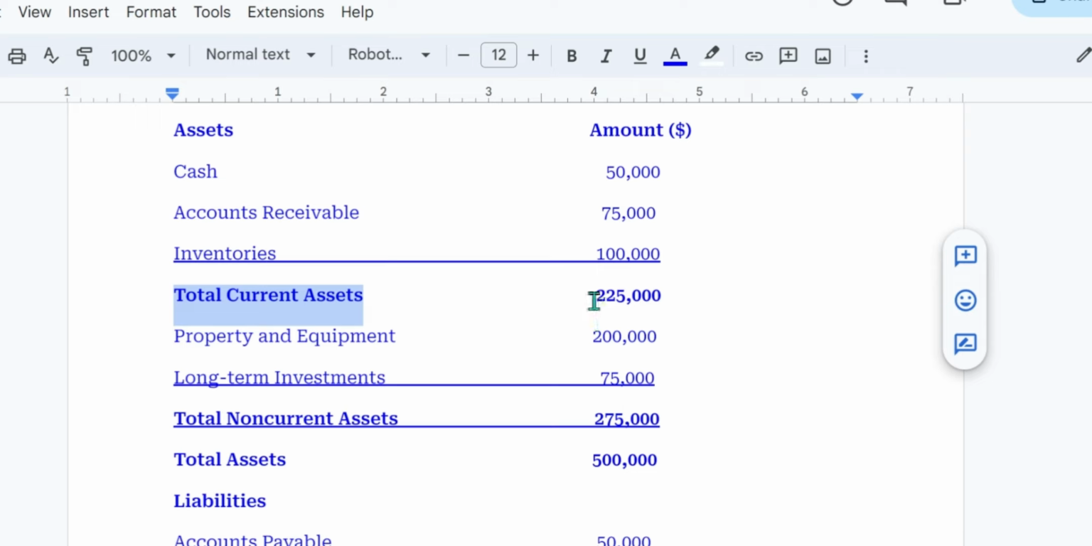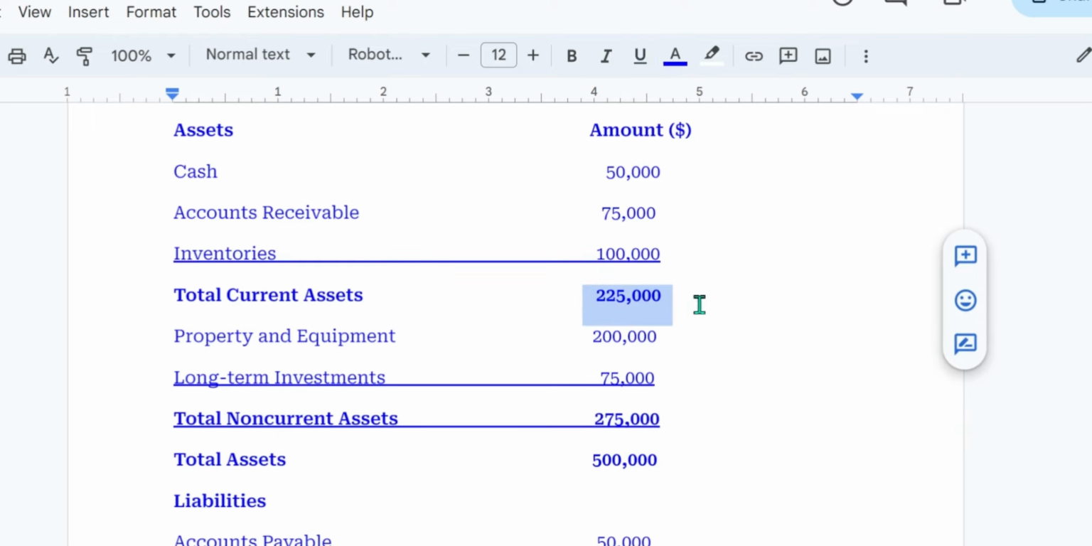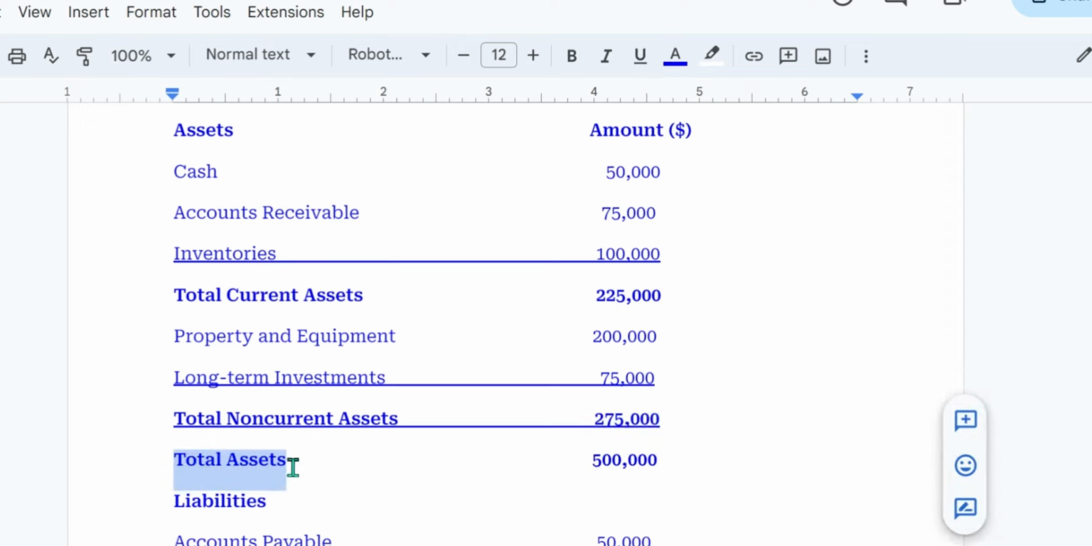And the total for our current assets is 225,000. We next have long-term or non-current assets, such as property and equipment, which is $200,000. Long-term investments, $75,000. And this gives us total non-current assets of $275,000. So our current assets plus our non-current assets gives us total assets of $500,000.